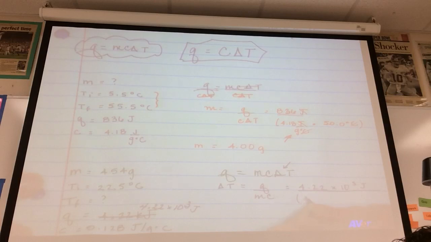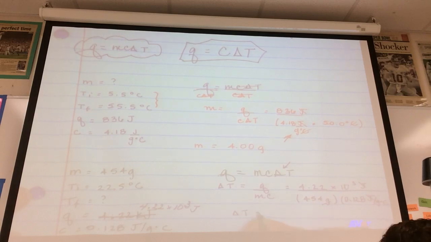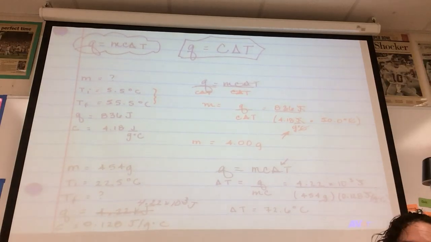The mass is 454 grams. The specific heat is 0.128 joules per gram degree Celsius. That's why it's so important to include units everywhere. Your delta T is 72.6 degrees Celsius. But that's not what they asked for. They asked for the final.